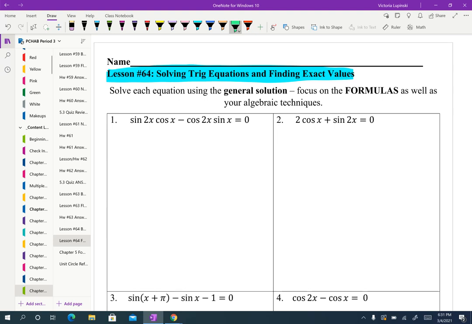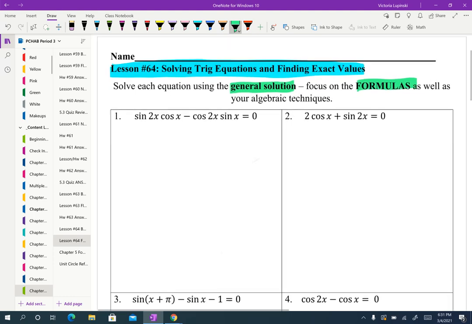So take a look here at the directions. Solve each equation using the general solution. Focus on the formulas as well as your algebraic techniques. So if you think back to the mini quiz from last week, which again, most of you did very well on, you're doing those same things right now, but you're having a renewed focus on using the new formulas. These are all going to be the general solution. Remember, I can still go back and forth between 0 to 2 pi and the general, and you also might have to use the calculator in some cases, so be prepared for all contingencies.